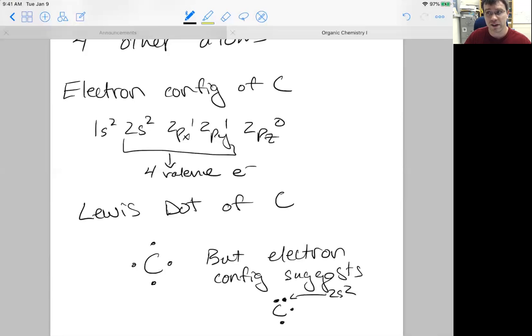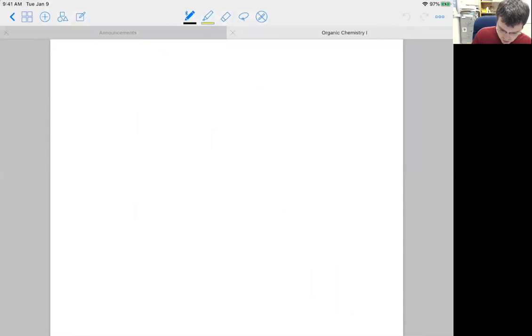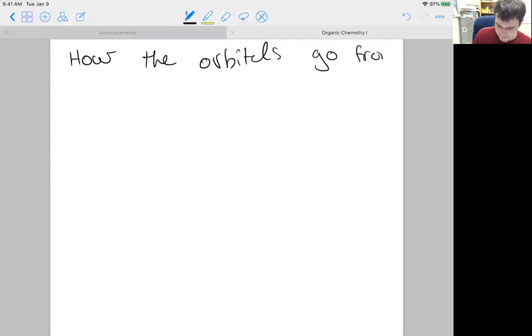So one of the orbitals is filled. It doesn't need any more electrons. It's full. One of the 2 p suborbitals is empty. It doesn't have any electrons to contribute. So 2 sites can't participate in forming a covalent bond. So how do we get 4 bonds? How do the orbitals go from this depiction to this depiction? And the answer is orbital hybridization.